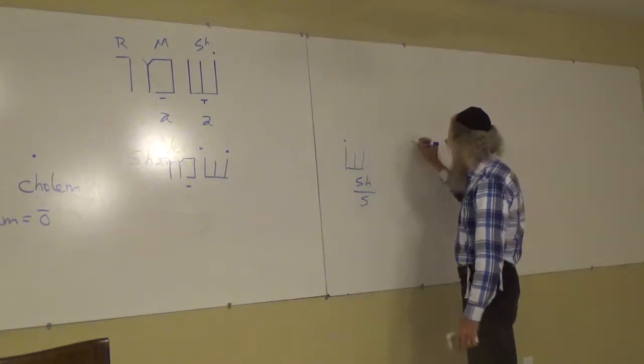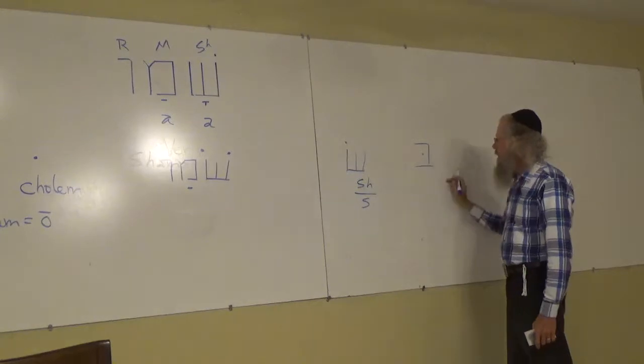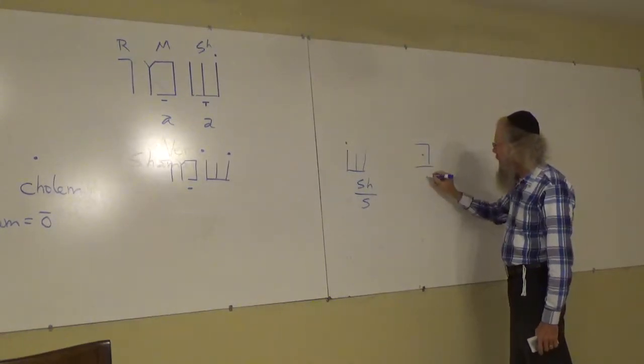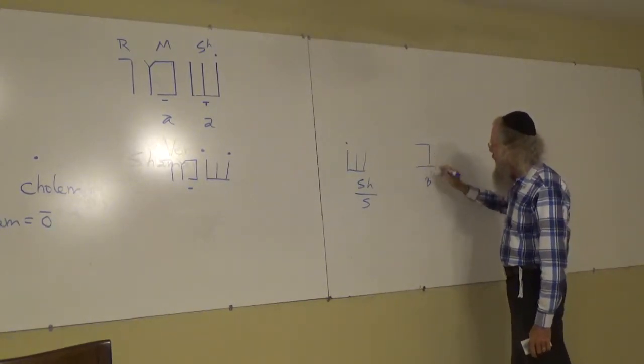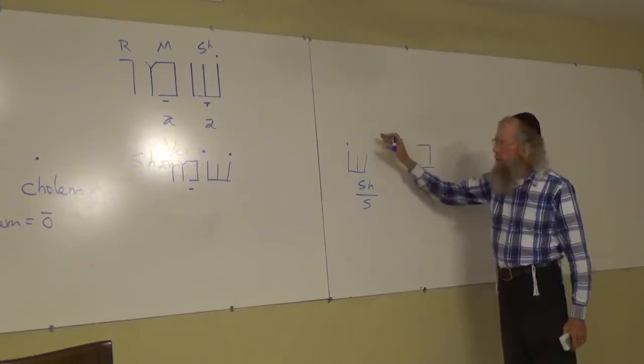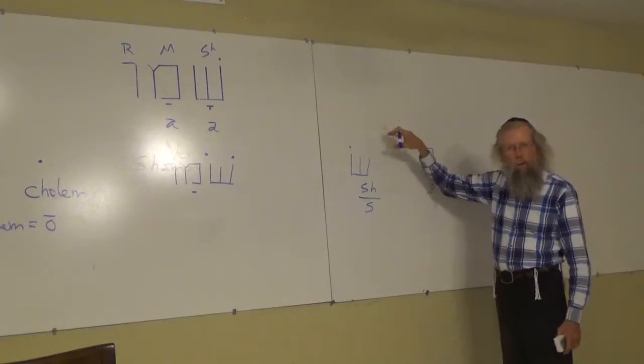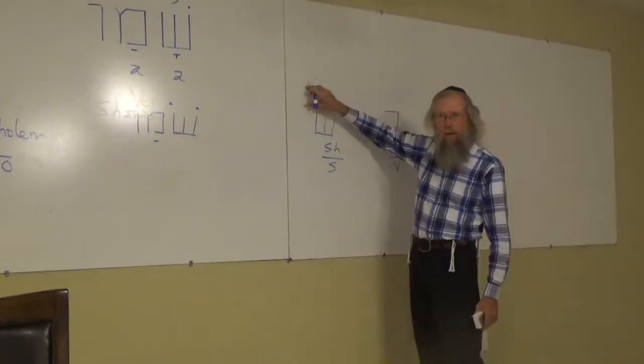It's kind of like the bet, whether it's got the dagesh in it or not. If it's got the dagesh in it, it's a B. If it doesn't have the dagesh in it, it's a V. So basically the same thing here, but the mark stays there, it just moves from side to side. So right side is shin, left side is sin.